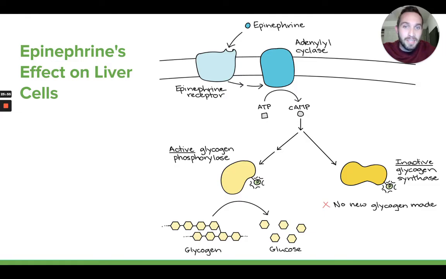And when this guy is phosphorylated, he turns into his active conformation. And when he turns into his active shape, his job, you can see in this picture, is to find glycogen that's in the liver cell and break it down into glucoses that can then be pumped into your blood, or released out of the liver cell into your blood.